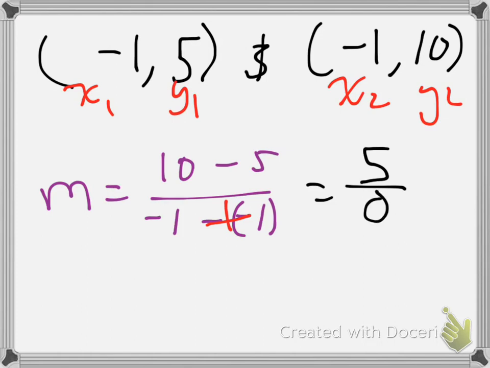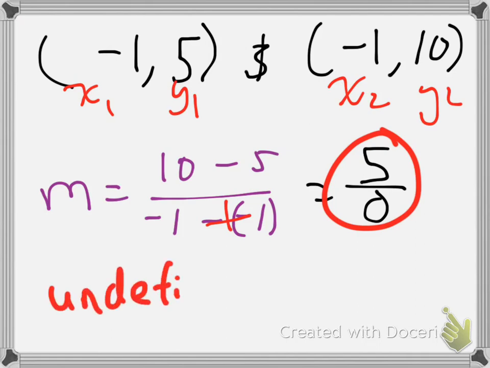That's 0. What happens when we divide by 0? We all lose our favorite pets. That's undefined. And undefined is a vertical line. There is no slope. So with these, find the 2 points, label them, plug them into the formula. This always works. If you have any questions, let me know.